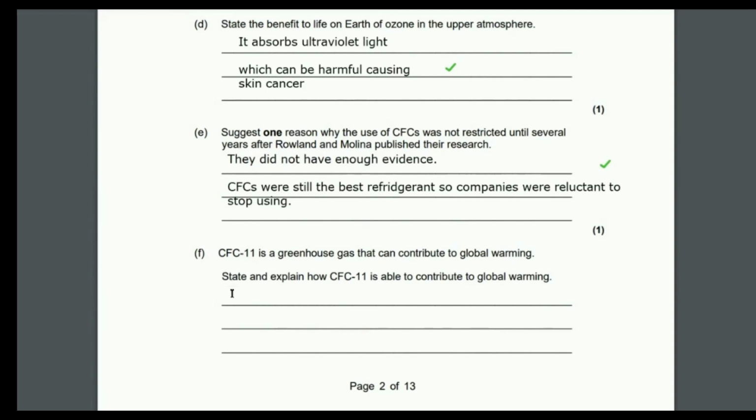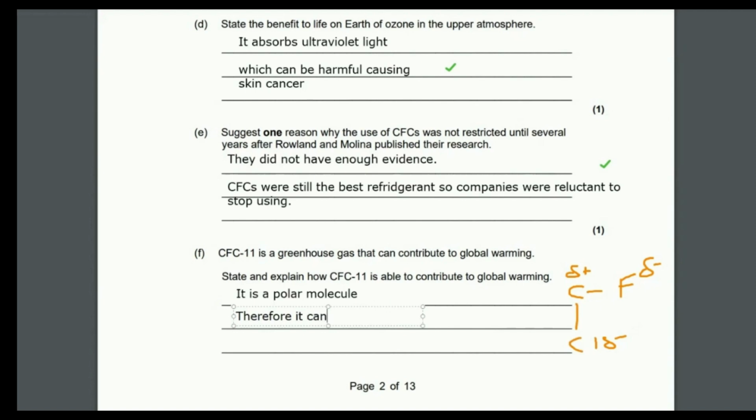CFC is a greenhouse gas. How can that contribute to global warming? So really, this is a 2-marker. Molecules that contribute to global warming are polar molecules. That means they have a delta positive atom and a delta negative atom. And CFCs obviously have fluorine and chlorine, which are electronegative, and carbon, which is slightly electropositive.